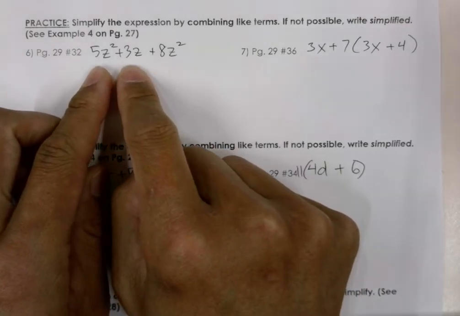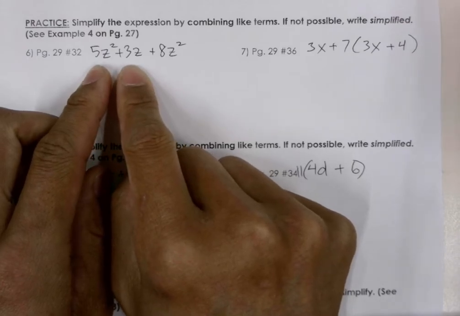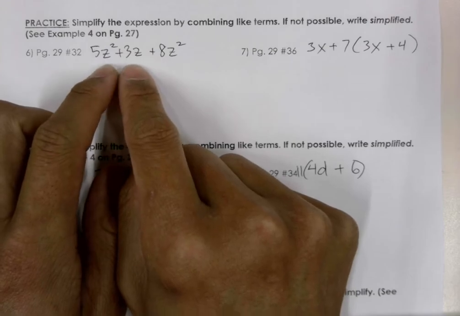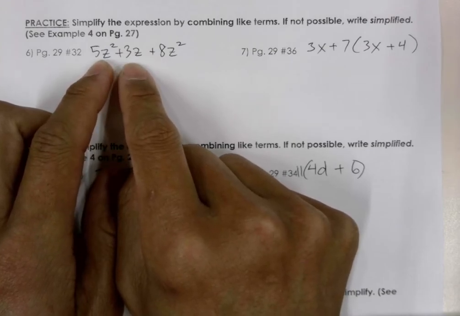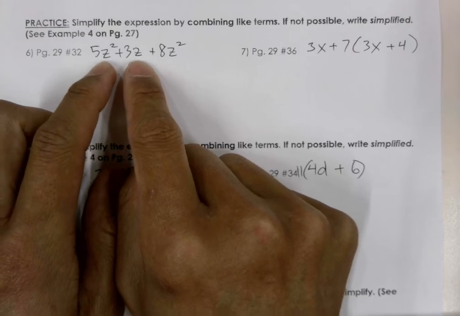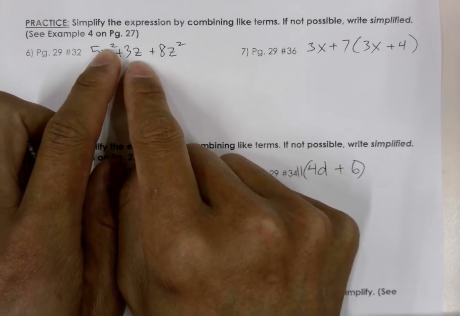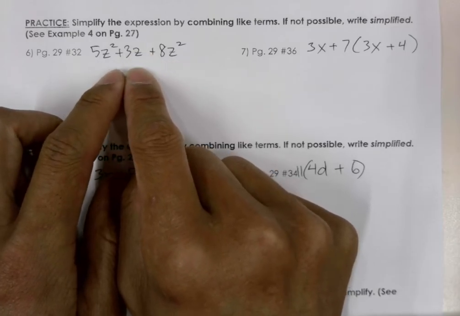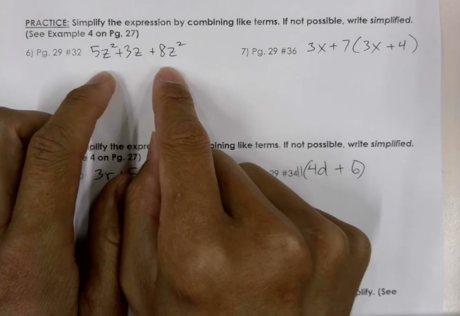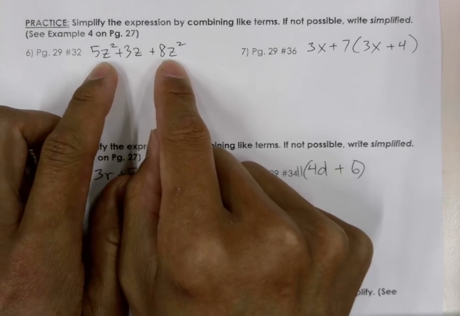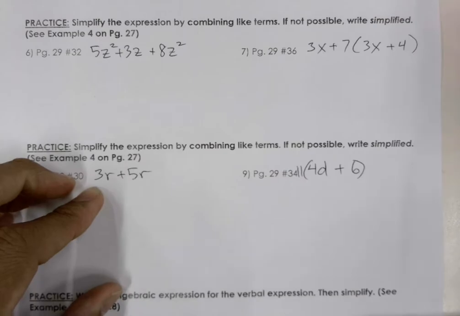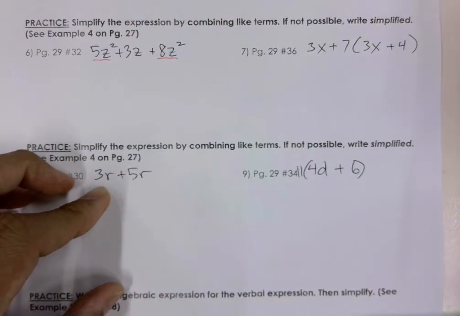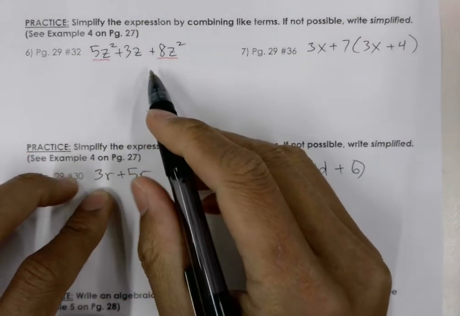are like terms. Remember, like terms are terms that have the same variable with the same power. So these first two terms are not like terms. They both have a z, but the first term has a power of 2 and the second term has a power of 1. We're now considering the first and third term. They both have a variable of z, and they both have a power of 2. So these two are like terms, and we can add the coefficients.